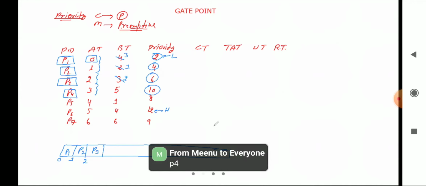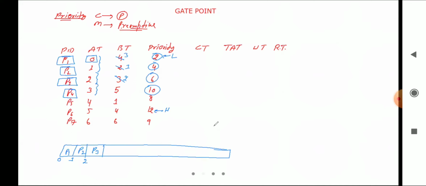Yes, so we'll execute P4. Why? Because its priority is 10, and 10 is the largest priority. So we'll execute this P4. Now we'll execute P4 for how long? One unit. So remaining time is 3. Okay, ये 3 हो गया. Now P4 for one unit. 3 plus 1 is 4.